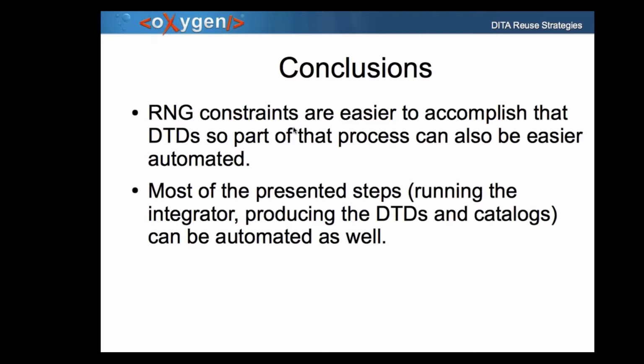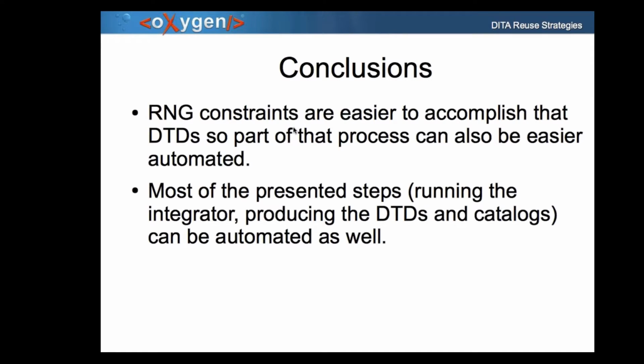So I found RelaxNG constraints easier to implement, mostly because even if I had no clue what I was doing, I was just copying some existing RelaxNG constraints from the base OASIS plugins, and I was just changing them according to my needs. I made a certain number of steps in this presentation, but most of those steps can be automated. For example, I can run the integrator automatically after I run the Elliot Kimber RelaxNG to DTD processor.